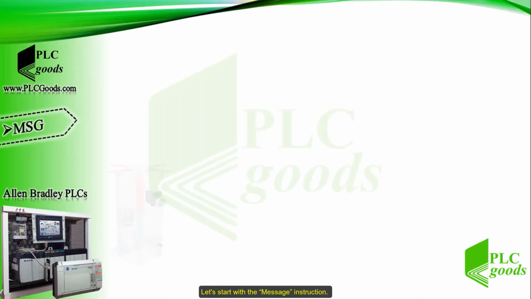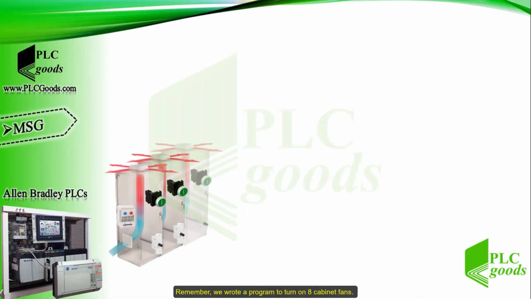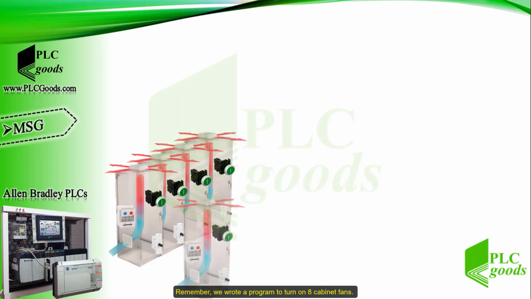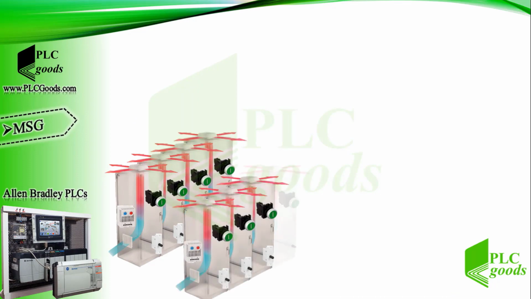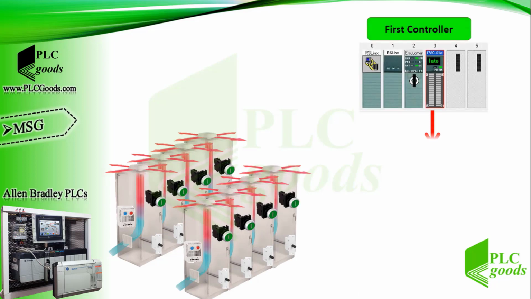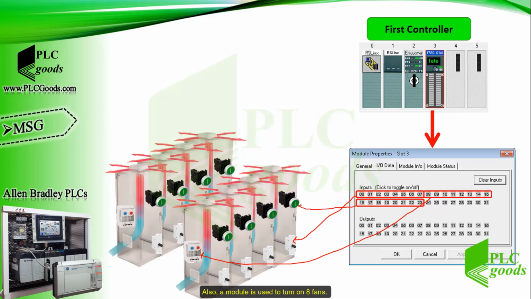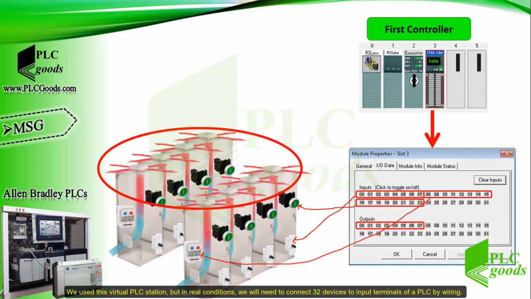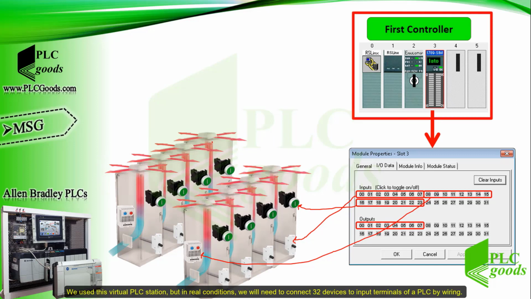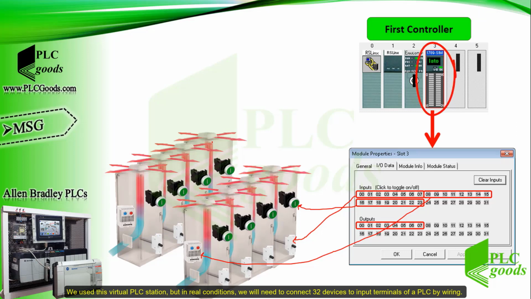Let's start with the message instruction. Remember, we wrote a program to turn on 8 cabinet fans. We use this input-output module to get signals from the door limit switches, temperature sensors, and start push buttons. Also, a module is used to turn on 8 fans. We use this virtual PLC station, but in real conditions, we will need to connect 32 devices to input terminals of a PLC by wiring.